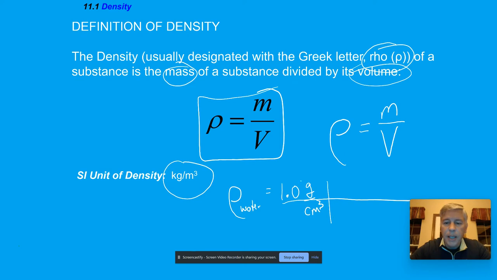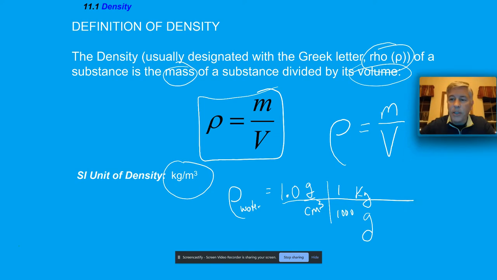So the first step is if I change my grams into kilograms, we know there are 1,000 grams in 1 kilogram, so I would divide by 1,000. It makes sense, if we're going from grams to kilograms, that it should be a smaller number. So you go, oh, it's going to be 0.001 kilograms per cubic centimeter. But we're not done. We haven't actually changed our cubic centimeters here.